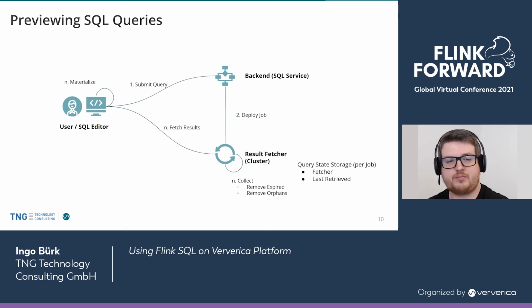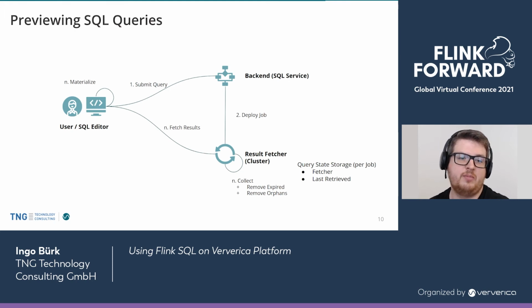The result fetcher has an in-memory storage per job. So apart from the actual fetcher process, it also keeps a timestamp of the last time the frontend has asked for more results, and this gets updated on every request. This timestamp is important because we cannot always rely on users to cancel a preview job explicitly. For example, if the browser is just closed, or maybe somehow the connection is lost, we wouldn't be able to cancel the job. So with this timestamp, we can periodically look for such expired jobs and then just cancel them if a certain amount of time has passed. That also means that pausing a preview for too long will actually terminate the job, but you can always just restart it.